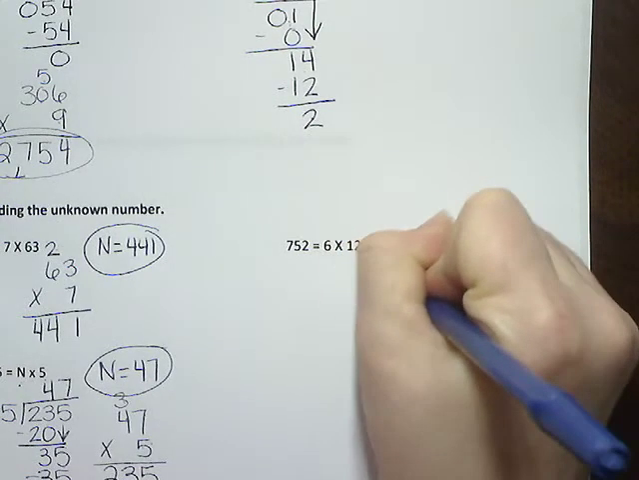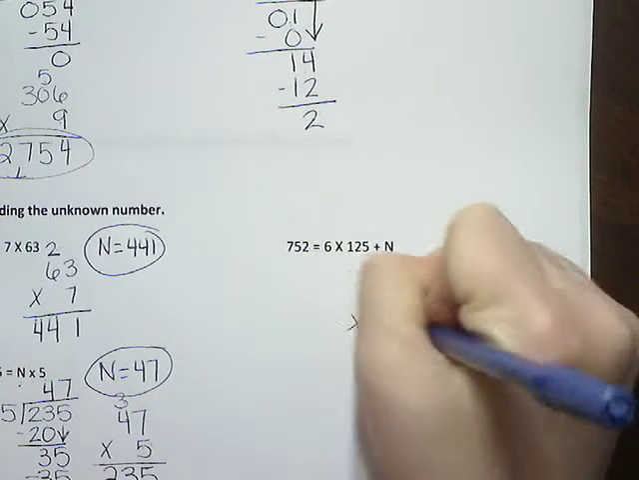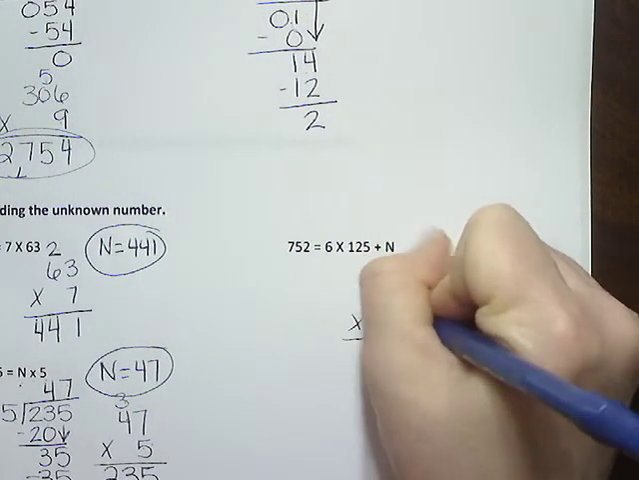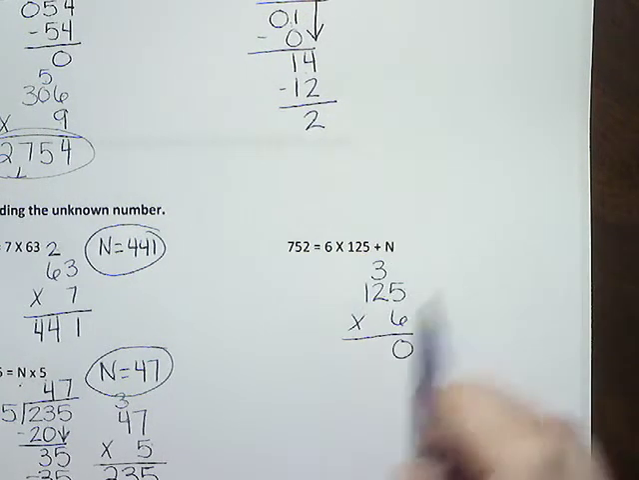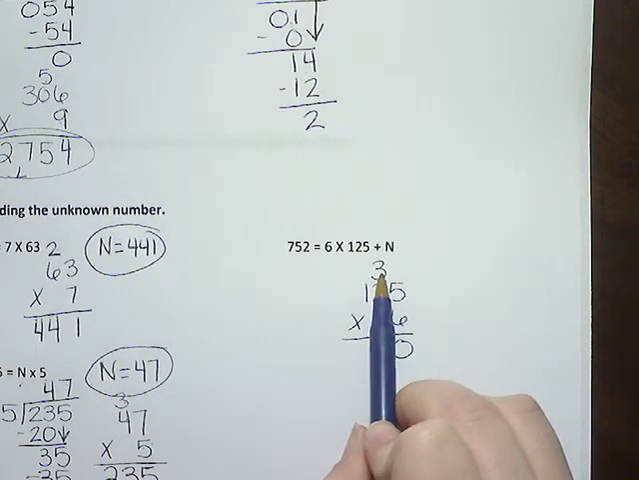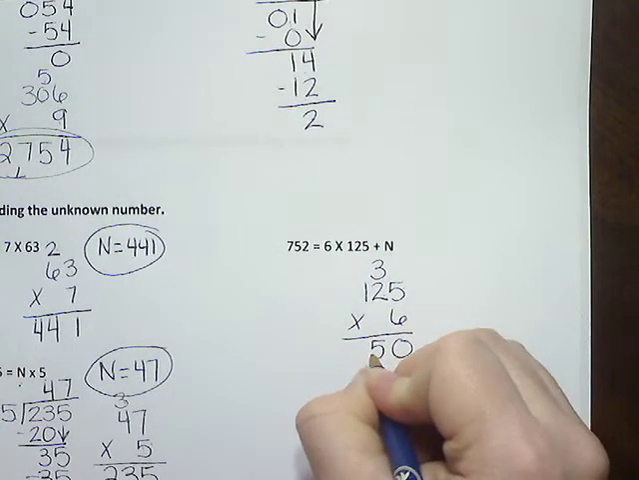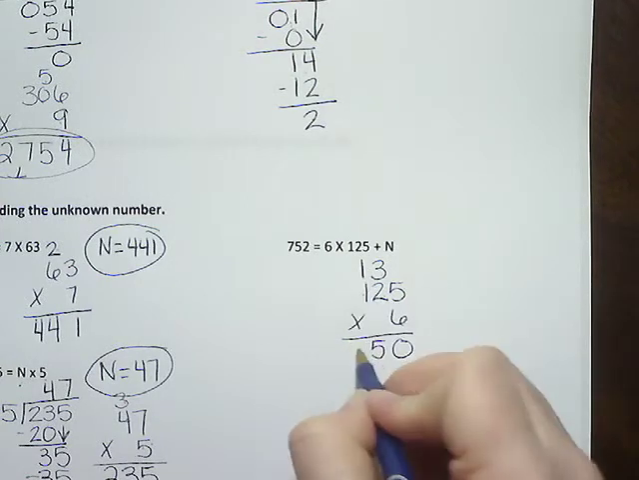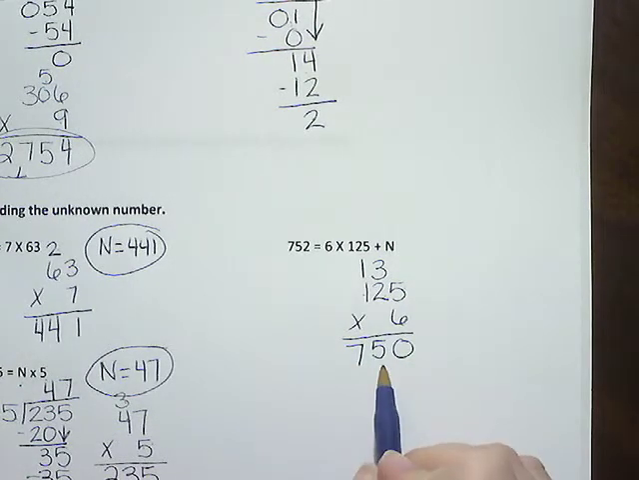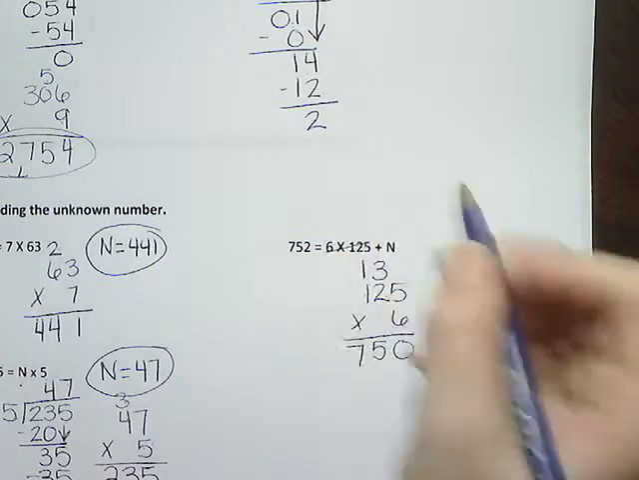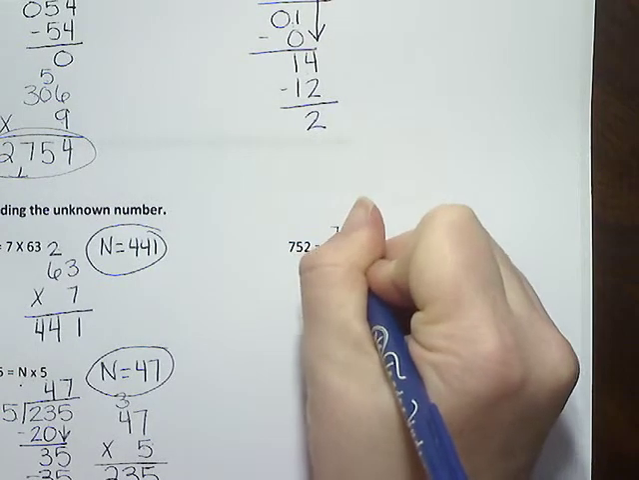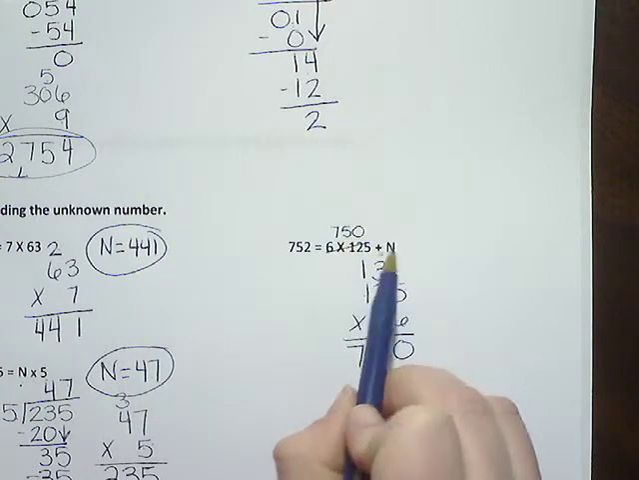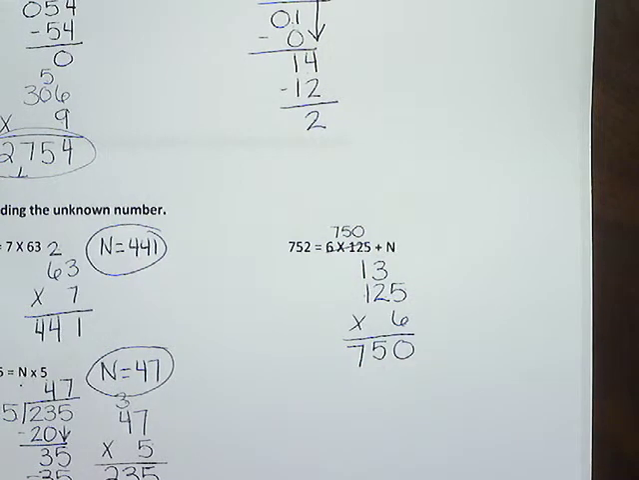So 125 times 6. 6 times 5 is 30. 6 times 2 is 12. 12 plus 3 is 15. 6 times 1 is 6, plus 1 is 7. So I have 750. So if I were to mark this out, I could write 750 up here. So that means 750 plus n equals 752.